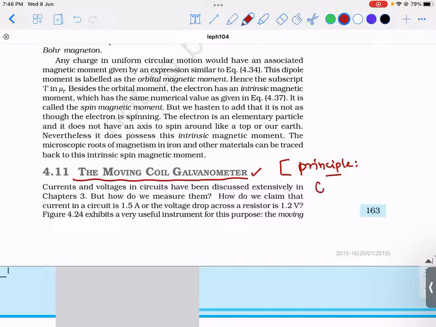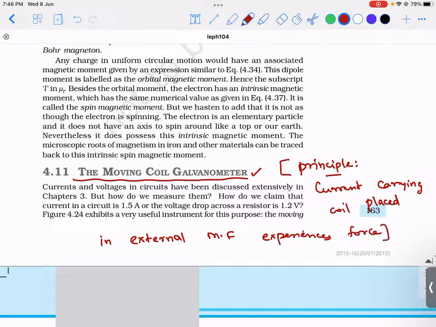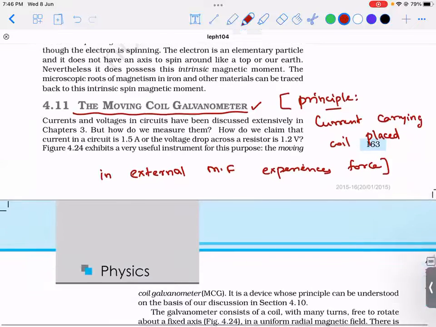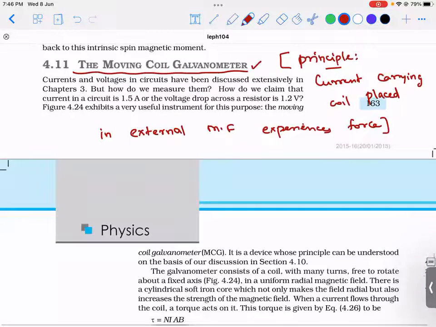It works on the principle that a current carrying coil placed in external magnetic field experiences force. Current carrying coil placed in external magnetic field experiences force. Is that clear? Okay. So generally a galvanometer is also called a moving coil galvanometer, or you can simply call it MCG.